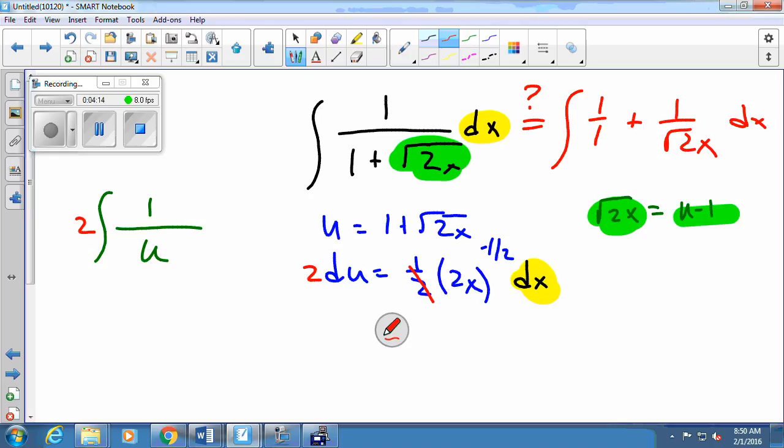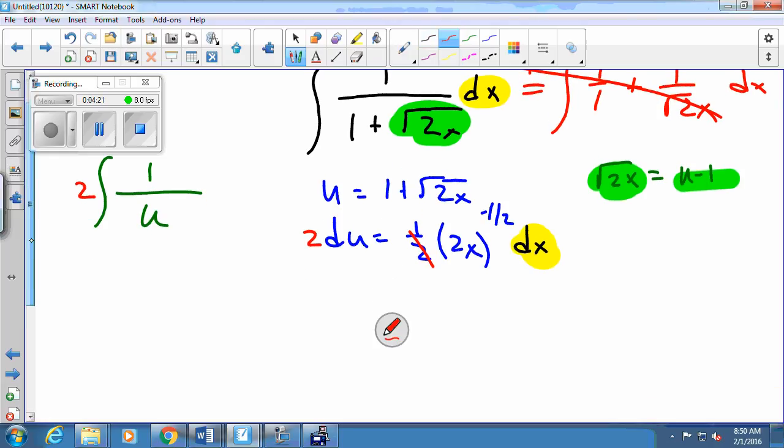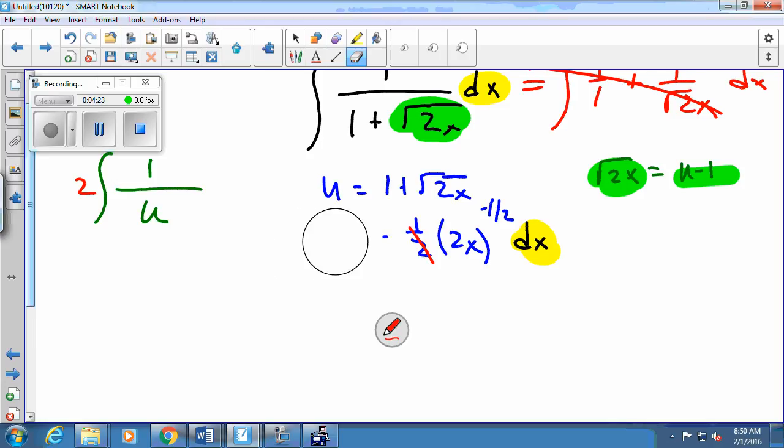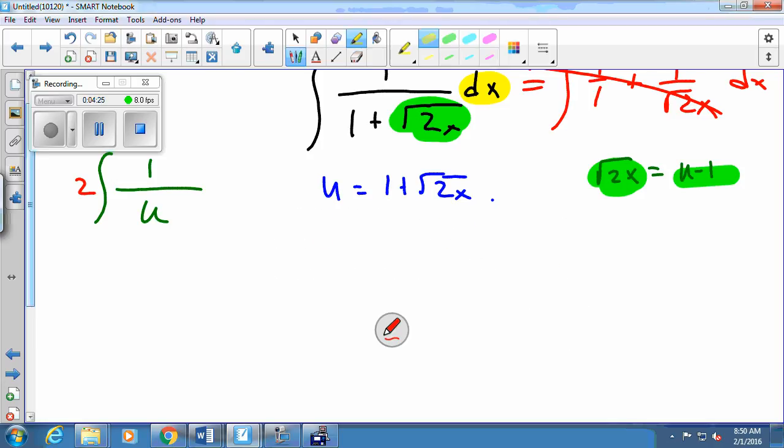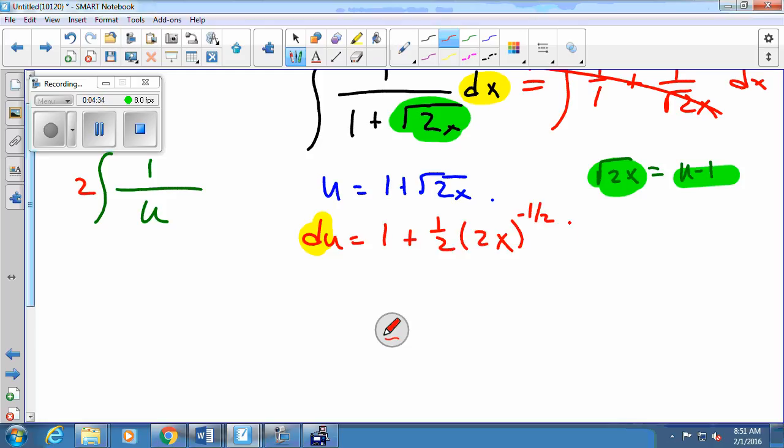Yeah, good try. I mean, you're just trying things. That's what you've got to do. So let's think about what we have here. I'm going to rewrite this du for a minute. And we've got du equals 1 plus 1/2 2x to the negative 1/2 dx. Would you agree with that? That's not what I have? Thank you for not agreeing, because there is no 1. Is that okay? Go ahead, one.